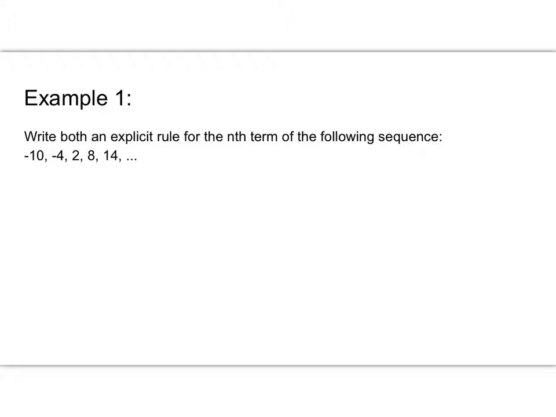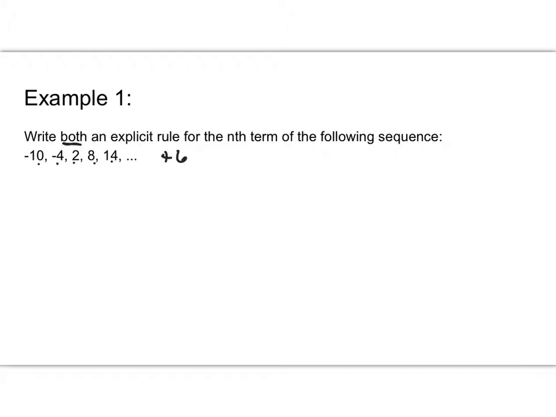All right, so here's an example. I want to write an explicit rule for the nth term of the following sequence. I have both here. I think I want to try a recursive rule too, just for the heck of it. If you look here, each term increases by 6, so the difference is positive 6.